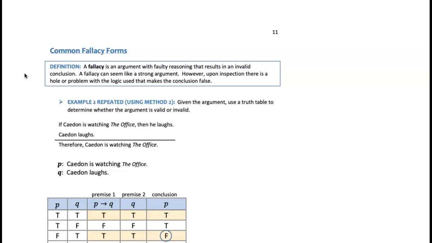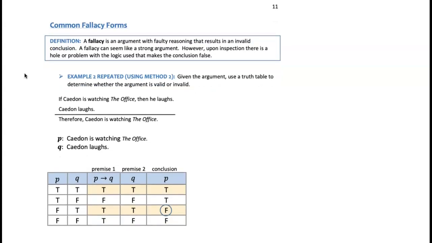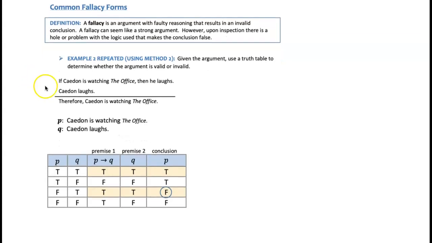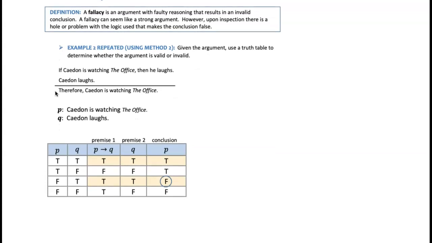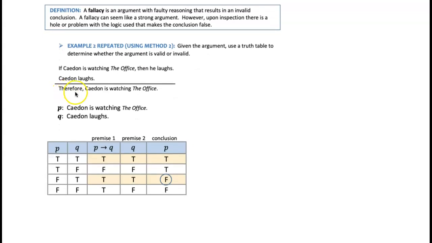As an example, from example 2 in section 2.7, video 1, we were given the argument: if Caden is watching The Office, then he laughs. And we were given a second premise statement that Caden laughs. We discovered that the conclusion, therefore Caden is watching The Office, made the argument invalid. And there's our truth table that shows that when we had premise statements that were true, not all of the conclusion statements were true, making our argument invalid.